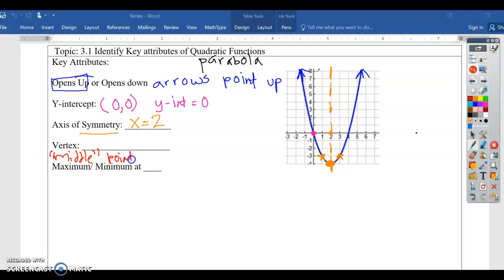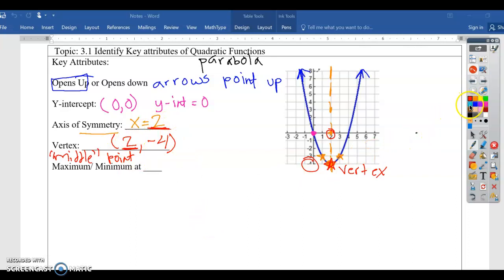Okay. You should also know that the vertex is on the axis of symmetry. So this point right here is my vertex. And the vertex, my x-coordinate is 2, my y-coordinate is -4. So that's 2, -4. So remember, axis of symmetry and the x-coordinate of the vertex, those are the same numbers.